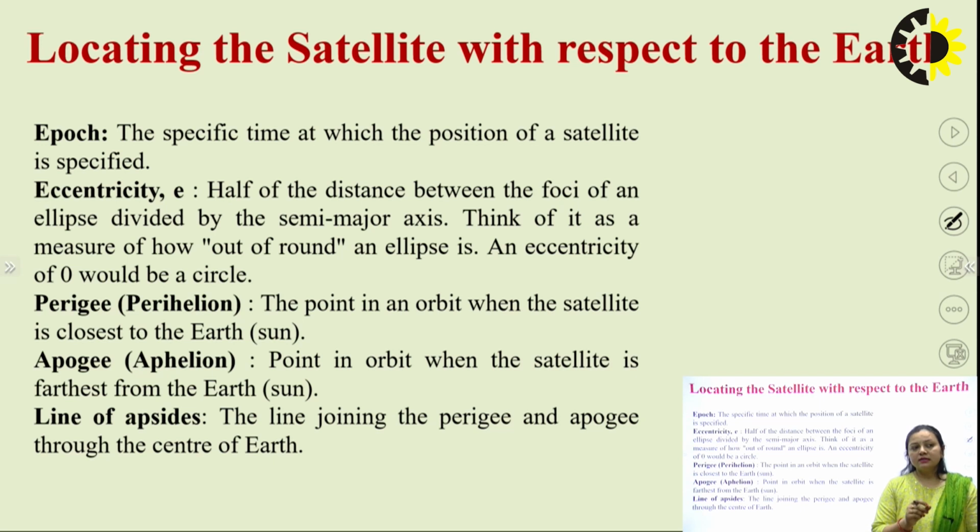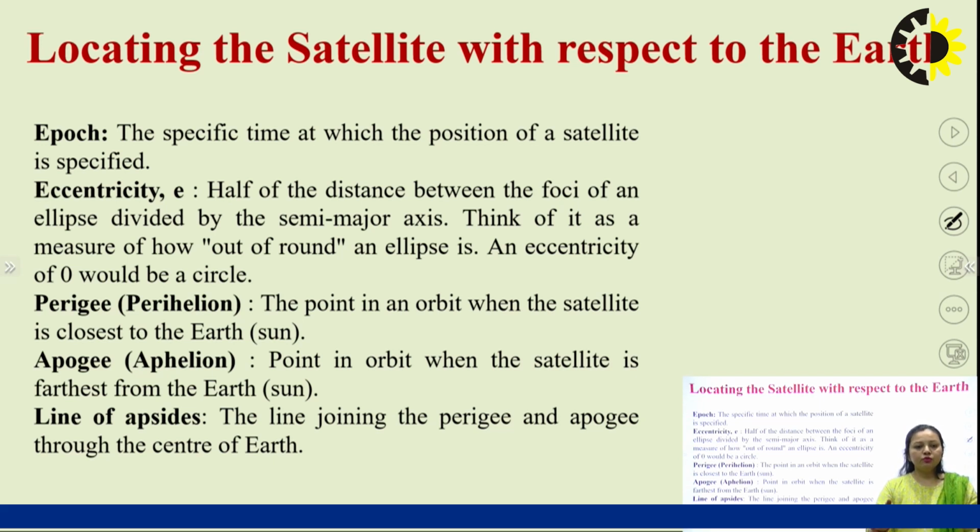Like we have seen the line of nodes, the line joining the ascending and descending nodes through the center of earth, we call it the line of nodes. In the same way, the line joining perigee and apogee through the center of earth, we call it the line of apsides.